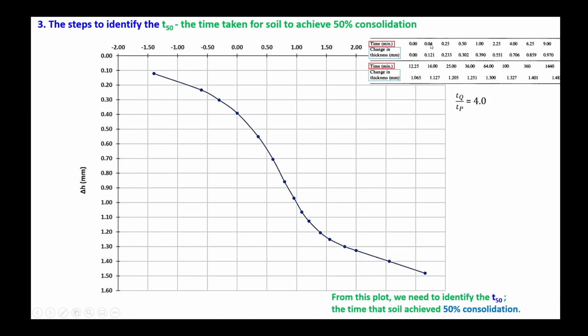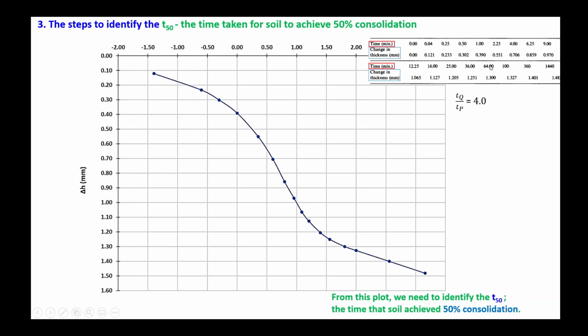For example, if you have 0.04 over 0, you will get 0. And then if you have 0.25 divided by 0.04, you will have the ratio 6.25. We want the ratio to be 4. If you use 0.5 over 0.04, you will have 12.5.